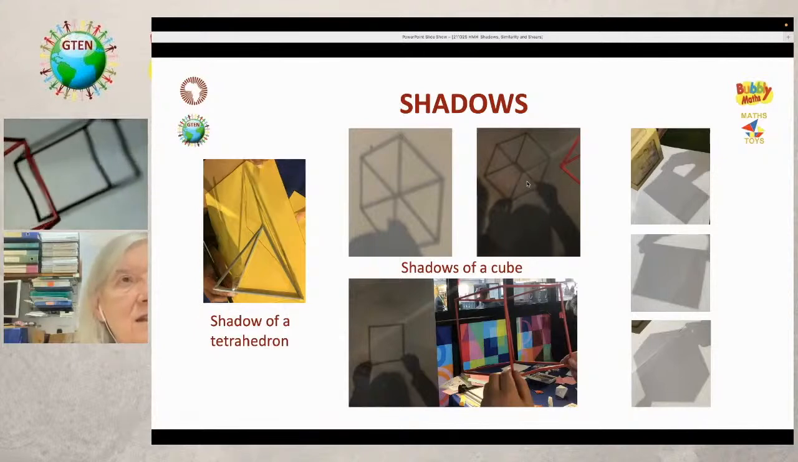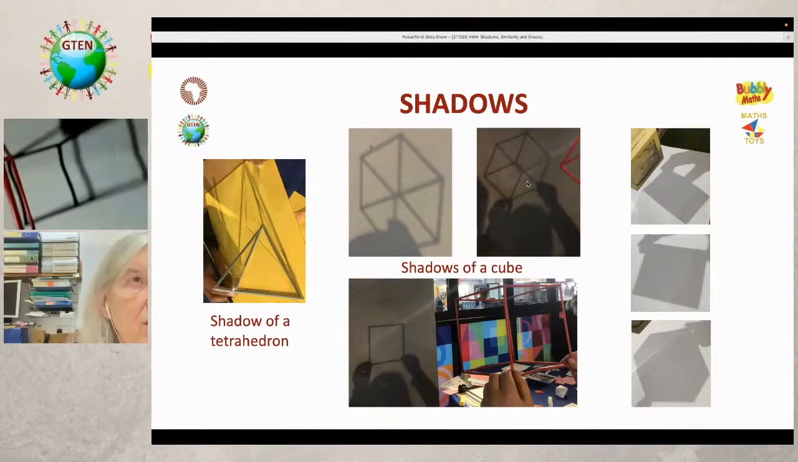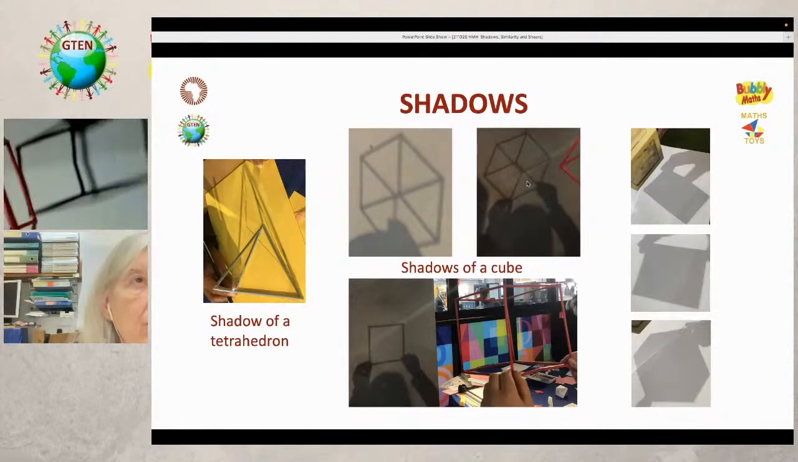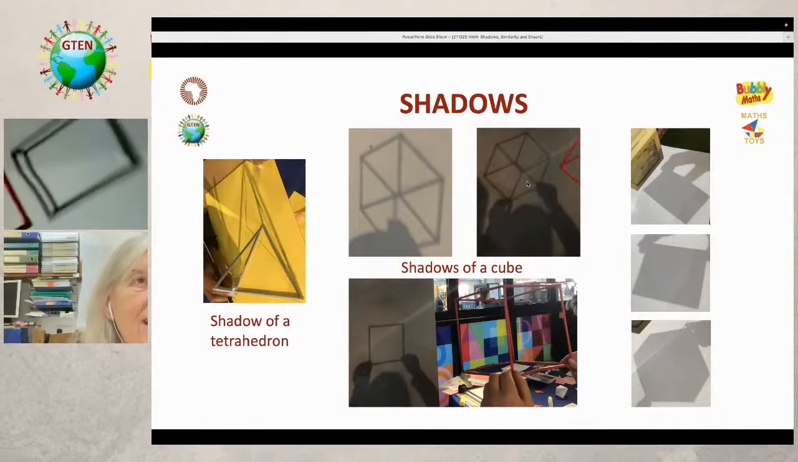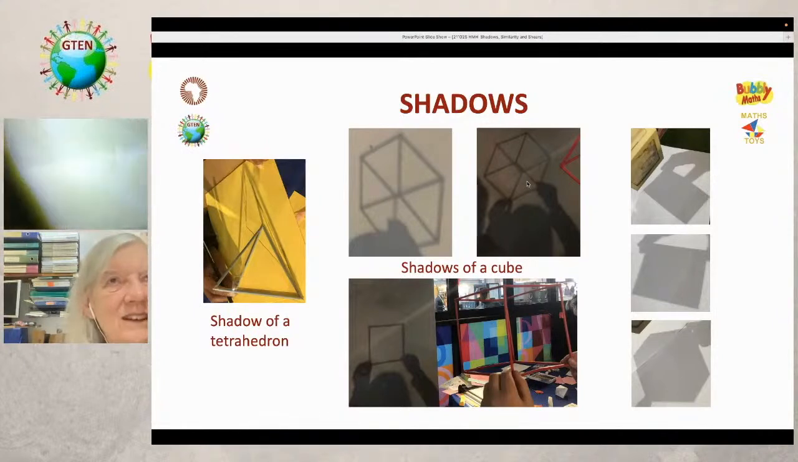And now Caroline's turning it round, so she makes a square, but then a rectangle. Yes, she can make a rectangle, I think. Yes. I know she can make a rectangle. Great.